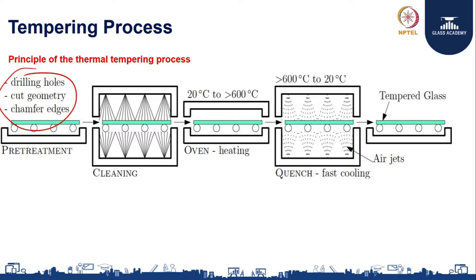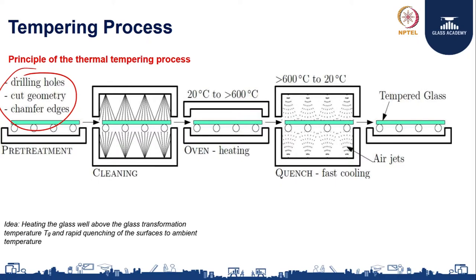This is basically done to create a difference between the top and the core temperature. When you quench the glass faster, the top cools faster and the center remains hotter. So, this implies a compressive stress on the top of the glass, which makes the glass tempered, and as we have seen in the last slide, it makes the glass break into smaller pieces when it is subjected to that.